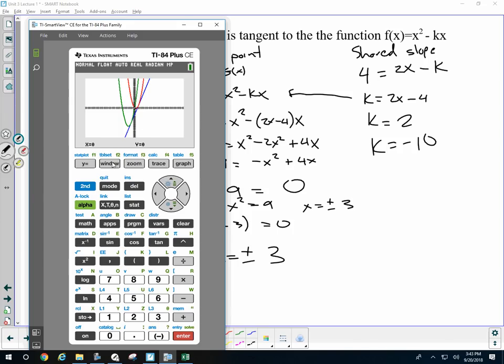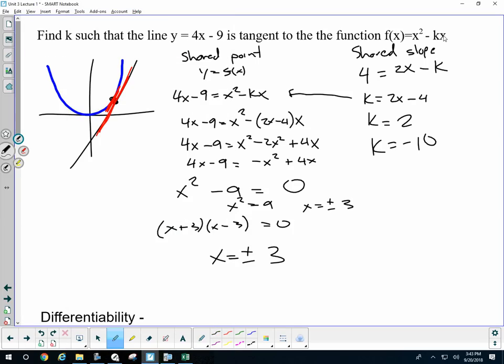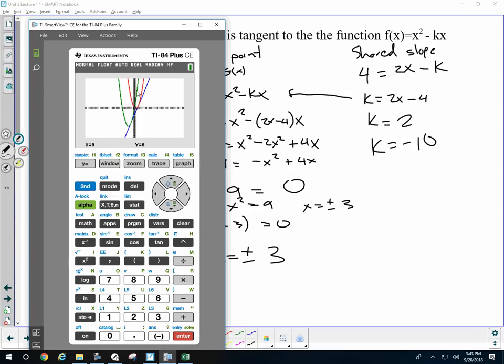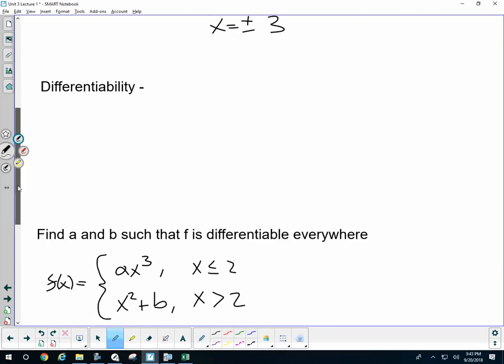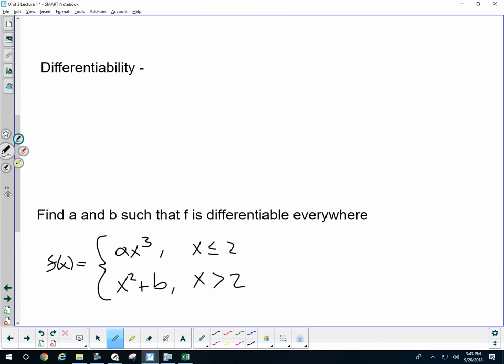What is it? I entered the line, and then the two functions with the two different k's. Just to see, did I find it? Yep. This line, those two green parabolas. Phenomenal.